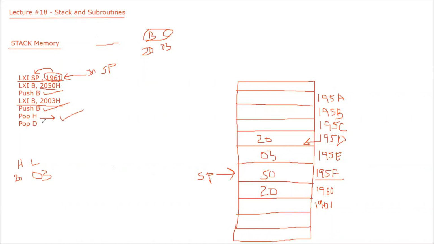Now again I am doing pop D. Pop means go to memory, bring 2 bytes of data from memory and store here. So 50 will be stored here and 20 will be stored here. And SP will be incremented how many times? 2 times, so it will be here. Okay, fine. So at the end of this instruction, our HL will have 2003 and DE will have, sorry, it is not 5020, it is 2050.